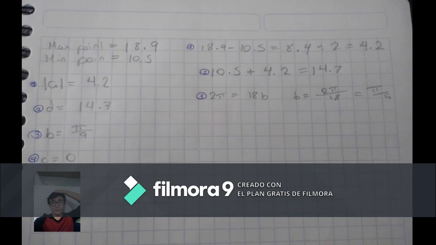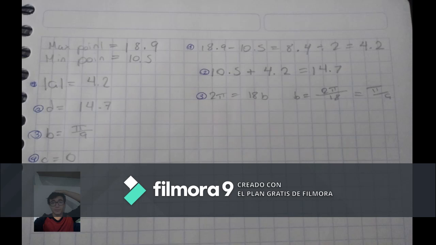It's gonna be a sine equation, so first we're gonna calculate the amplitude, and for this we need a maximum point and a minimum point. The maximum point is 18.4 and the minimum point is 10.5. If we subtract both of them, it will give us 8.4. We divide it by 2, is gonna be equal to 4.2, and that's the amplitude.